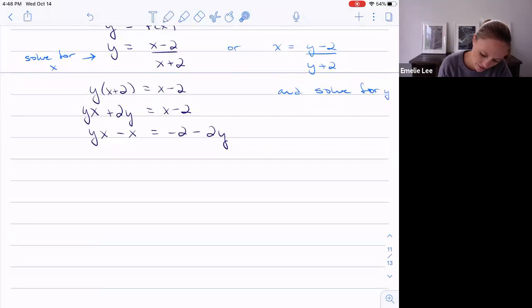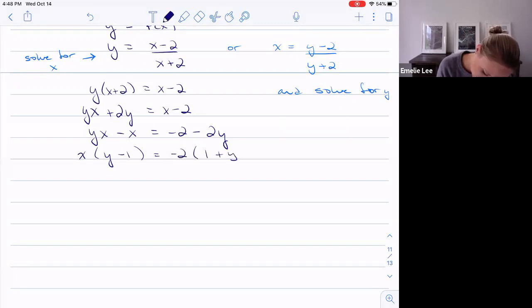So now I can pull out a common x here, right? I can factor out an x. And so I've got x times y minus 1 is, and if you want to, you can pull out a negative 2 here. Doesn't really matter. Sure, negative 2 times 1 plus y.